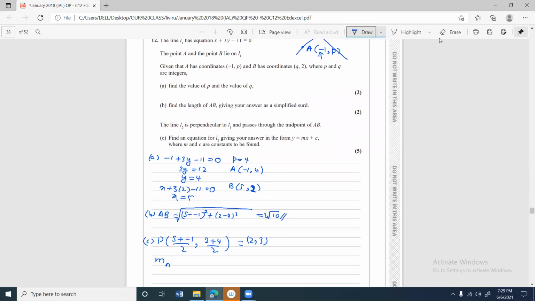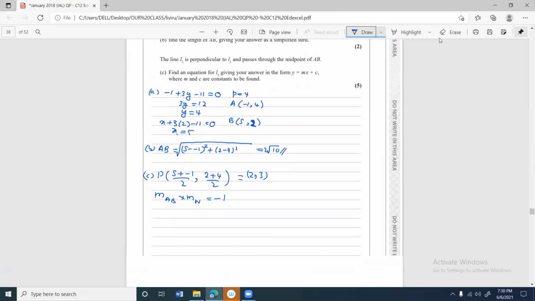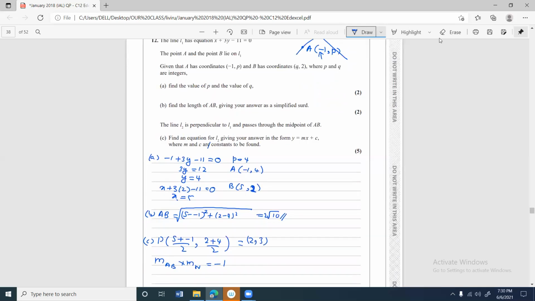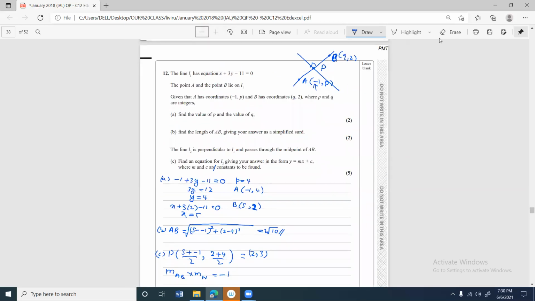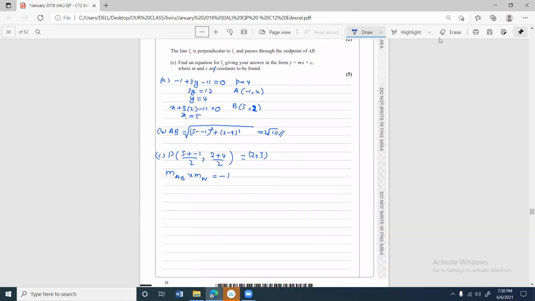Therefore, gradient of AB times gradient of the normal line is equal to minus 1. Because I need to find the equation of the straight line, I need a coordinate and a gradient. Since the AB line is perpendicular to the new line, the product of their gradients should be minus 1. So now we need to find the gradient of AB. I will use these coordinates: gradient of AB would be y2 minus y1, 4 minus 2, divided by minus 1 minus 5.